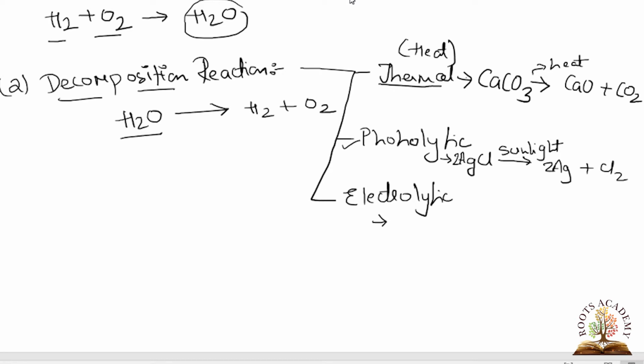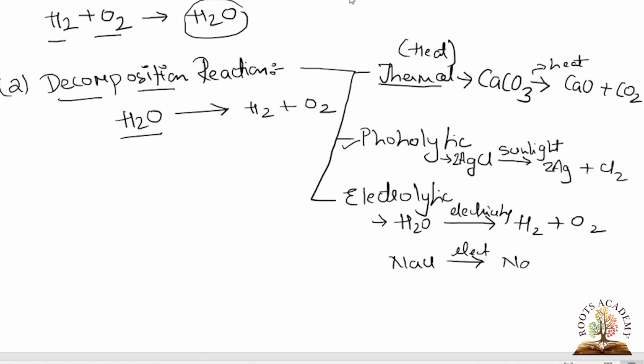Okay, coming to the other one, that is electrolytic decomposition. This decomposition takes place in the presence of electricity. Example, water. So water gets decomposed in the presence of electricity to give hydrogen and oxygen. You can also take the example of sodium chloride, NaCl. NaCl breaks down in the presence of electricity to give sodium and chlorine. So this is decomposition and the types of decomposition, that is thermal, photolytic and electrolytic.